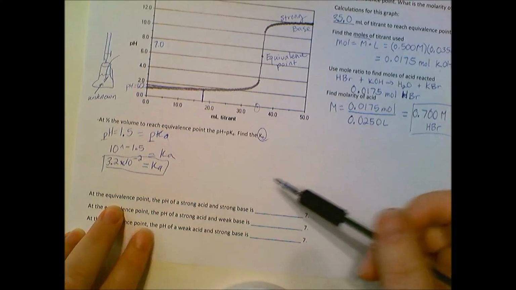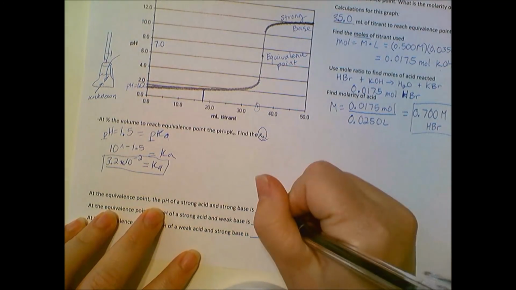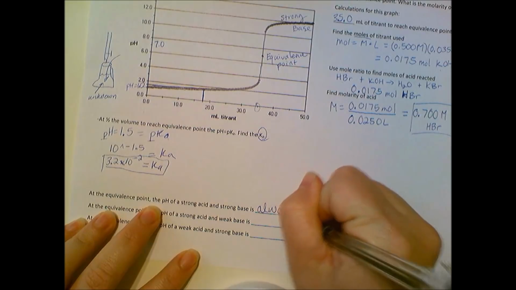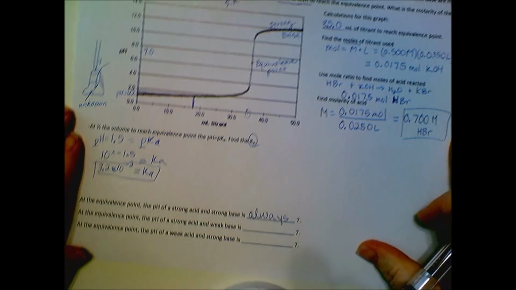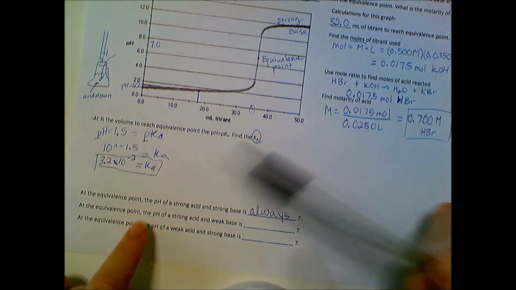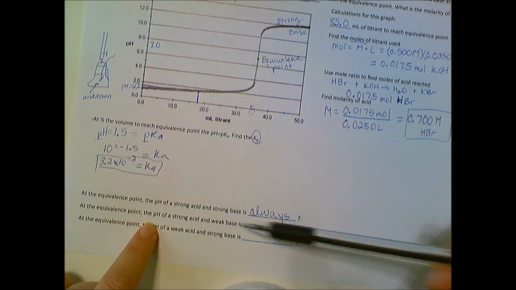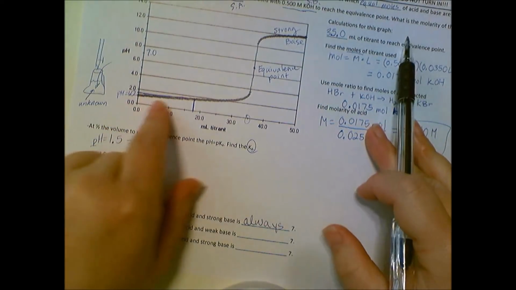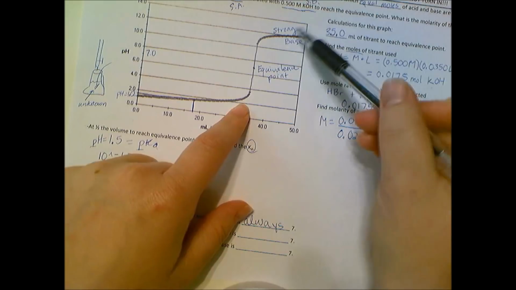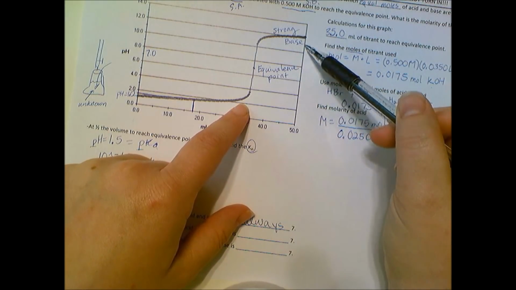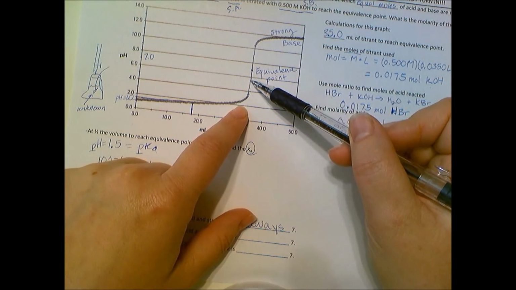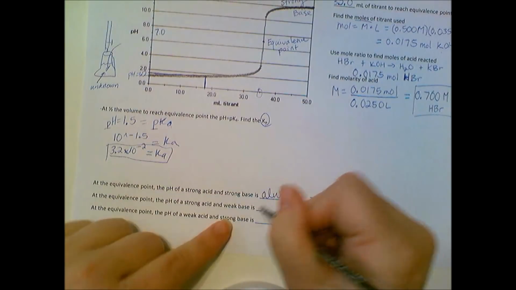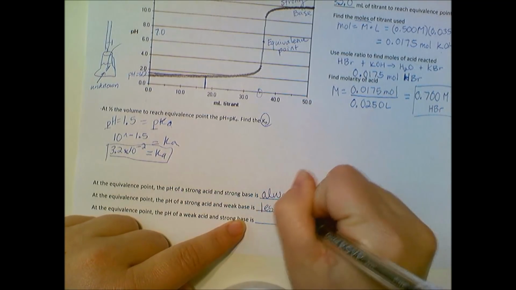Couple of things to keep in mind. Down below it says at the equivalence point, the pH of a strong acid and strong base is always 7. Every time. Strong acid, strong base, you're going to meet in the middle at 7. At the equivalence point, the pH of a strong acid and a weak base is blank 7. So if we still had a strong acid here, it would start low, but if we had a weak base, it would curve up much sooner on our graph. So our halfway point wouldn't be as high. It would drop down, so it is less than 7.